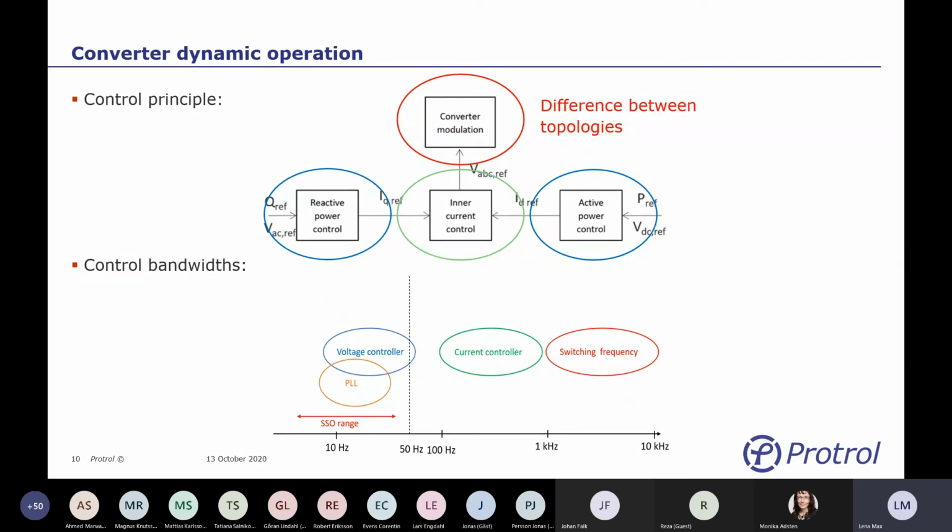It should also be noted that there is usually a phase lock loop in the converter control, which is also below 50 Hertz and then in the same range as the subsynchronous oscillations. So looking at this, it can be seen that what will affect the risk of subsynchronous oscillations for the converters is the slower part of the controller, the outer control loops and the phase lock loop.